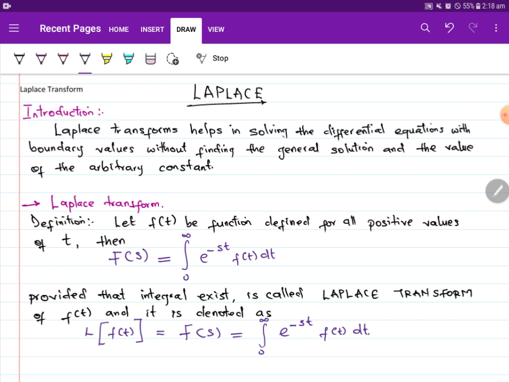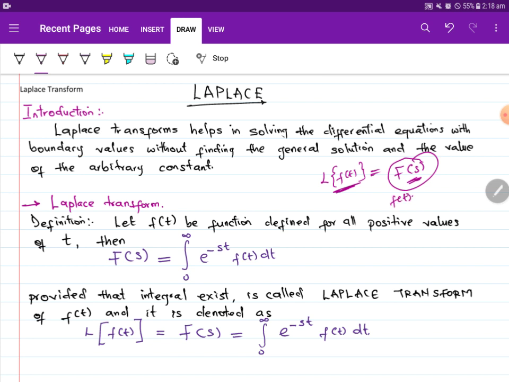Let f of t be a function defined for all positive values of t. Then F of s, what is F of s? What is f of t? Look up. When I ask you to find the Laplace transformation of f of t, the answer you have is called F of s. So this is you finding the question. This is the answer. When you take the inverse of this, then you get what? F of t back, just like an opposite.